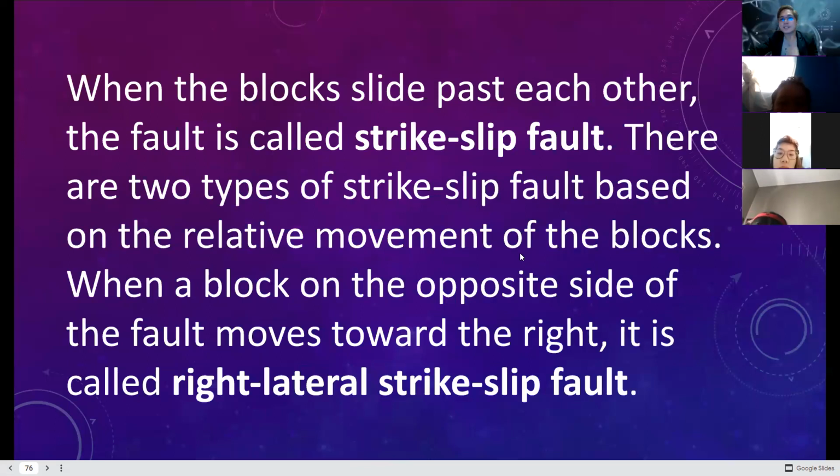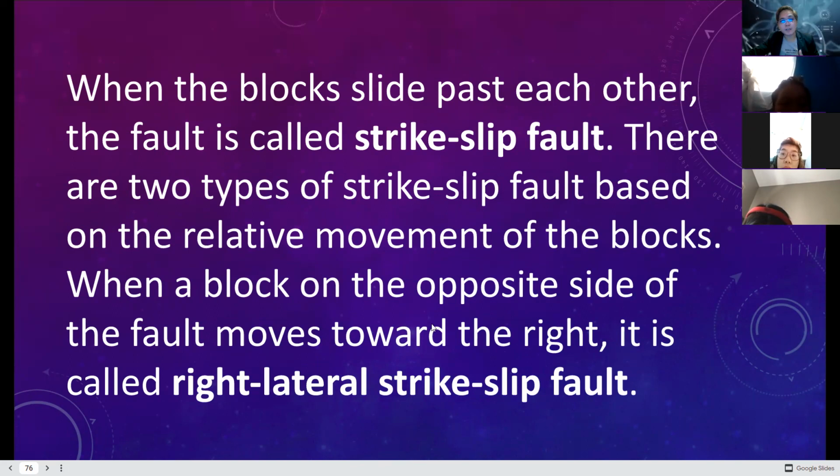When blocks slide past each other, this is sliding rather than colliding. The fault is called a strike slip fault. There are two types of strike slip fault based on the relative movement of blocks. Remember that we are naming them based on their movements, right?